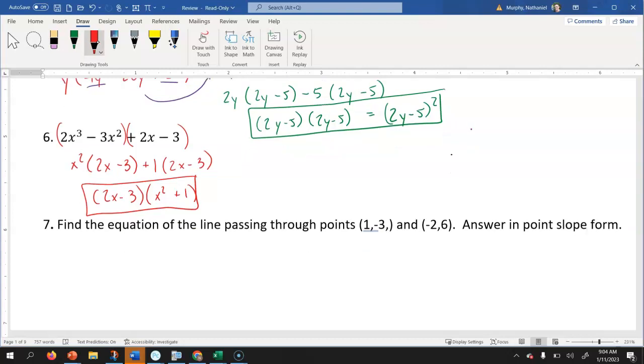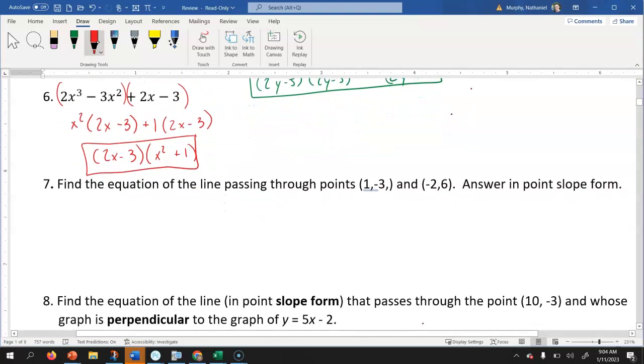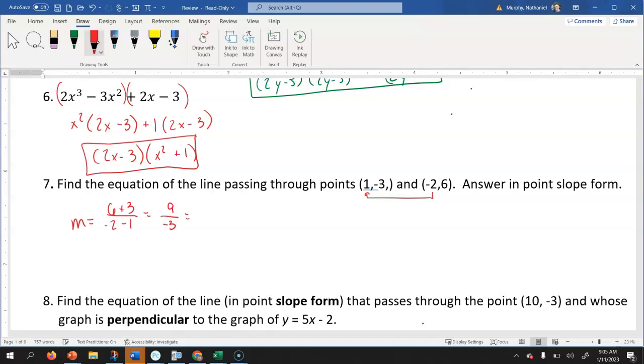All right, number 7. We're going to find an equation of a line passing through those 2 points. So the first step is to figure out, well, what's the slope? So if I subtract the y's, 6 minus negative 3 becomes 6 plus 3. If I subtract the x's, negative 2 minus 1 would go on the bottom. So 6 plus 3 is 9, negative 2 minus 1 is negative 3. When I simplify that, I get negative 3.